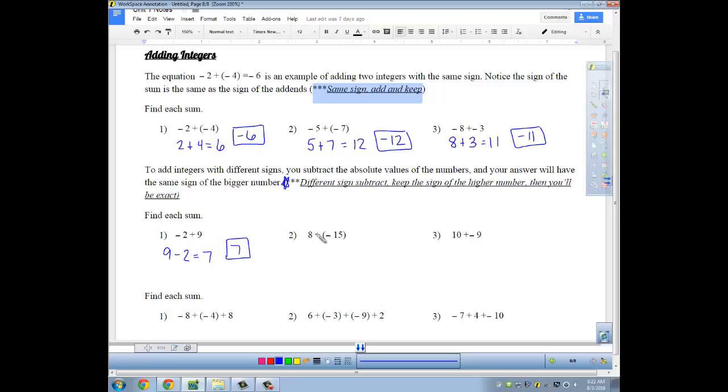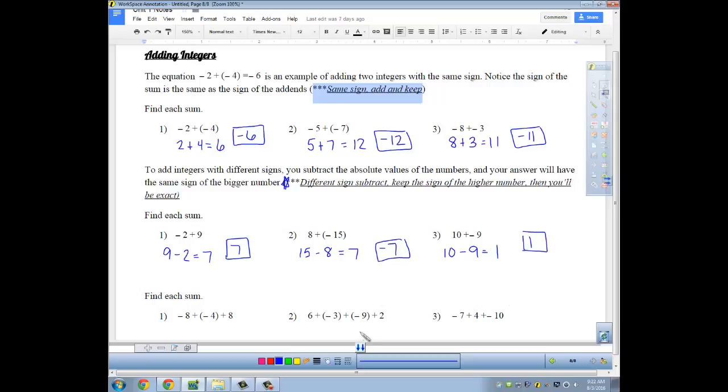For number 2, I have 8 plus negative 15, so they're different signs. 8 is positive, 15 is negative. Since they're different, we'll subtract them. 15 minus 8, which is 7. Then I need to look back and see which number is bigger, 8 or 15. 15 is bigger, it was negative, so my answer will be a negative 7. For number 3, we have a positive 10 and a negative 9. Again, different signs, so we subtract to get 1. And the bigger number was 10. 10 was positive, so my answer is positive.